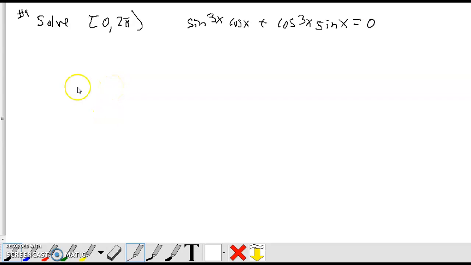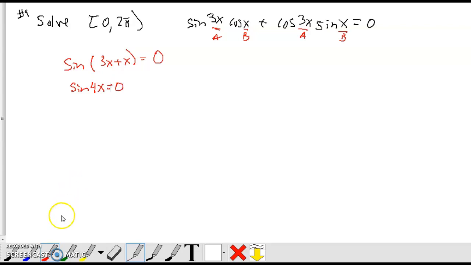All right, if we're coming back from paused video, hopefully what you notice is that sine of 3x, cosine of 3x, this is like your a value, and cosine of x and sine of x is like your b value. So this is the same as saying sine of 3x plus x is equal to 0. So again, we're using that sum and differences from our previous chapters. So this is really sine of 4x is equal to 0.